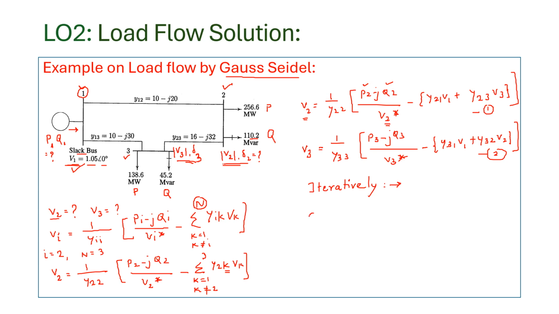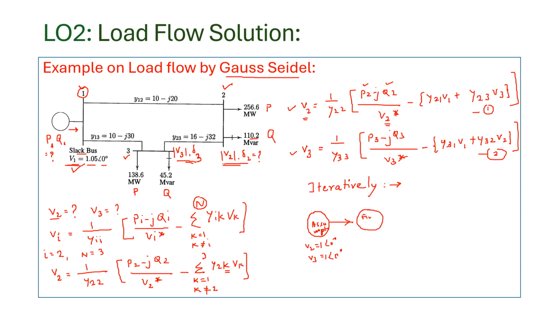What is the concept of an iterative method? It is that first we make an assumption. And based on the assumption, for example, here I want V2 and V3 voltage. For both of these terms, you make an assumption. Say V2 is 1 at an angle 0, V3 is 1 at an angle 0. These are not the correct answers, these are the assumptions. Now based on these assumptions, you calculate the correct value.